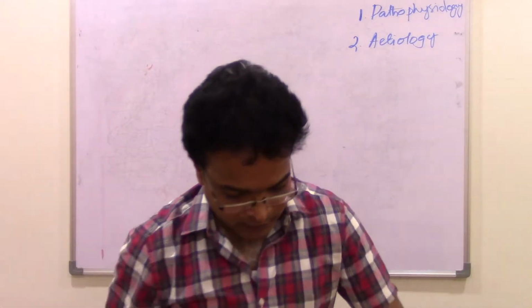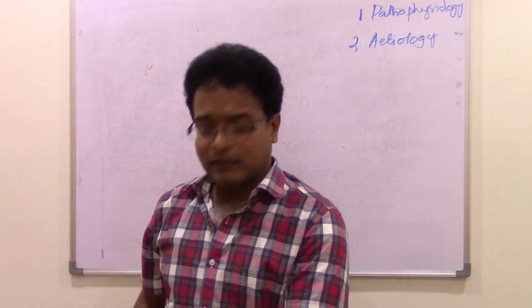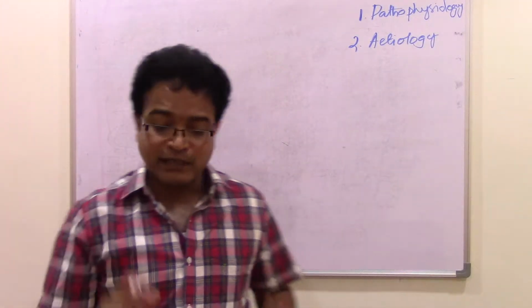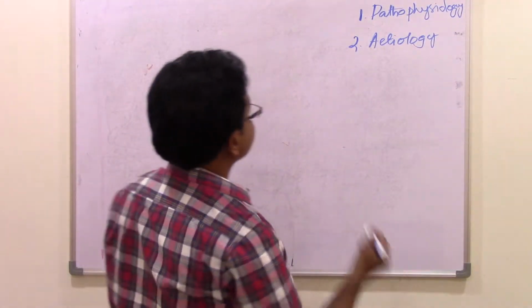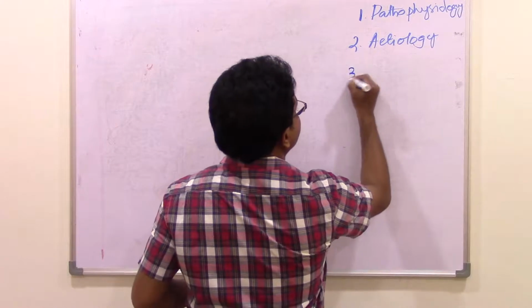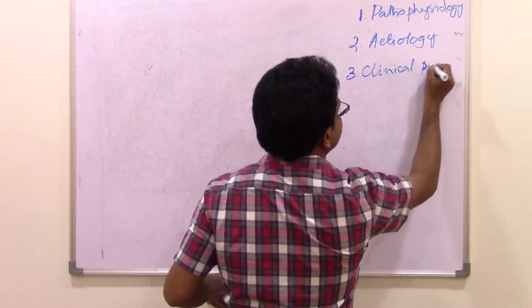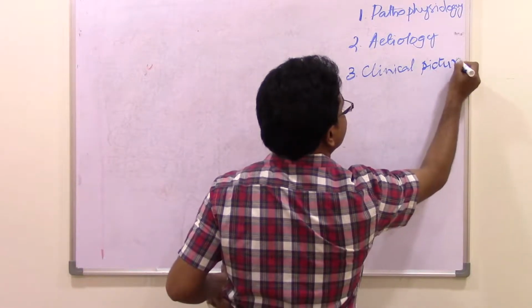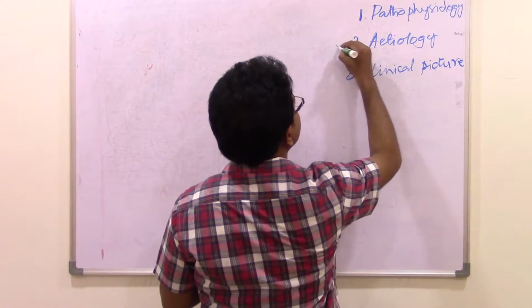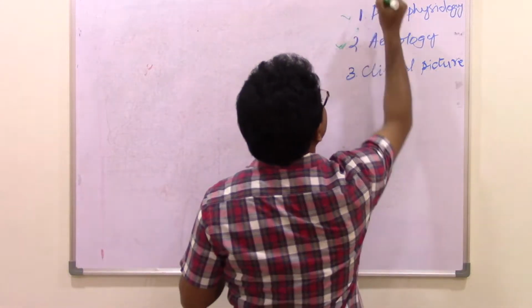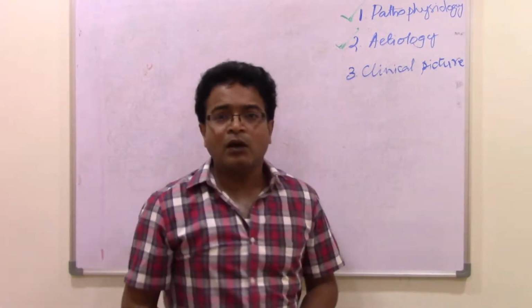Now we'll see what exactly happens in case of diabetes, the different conditions the diabetes patients present themselves with. So, the clinical picture. Now we have finished etiology and we have finished pathophysiology as well. What is the clinical picture?